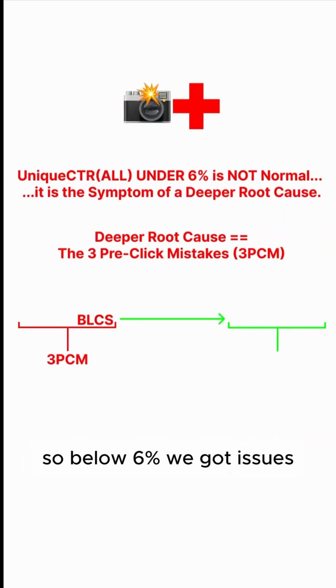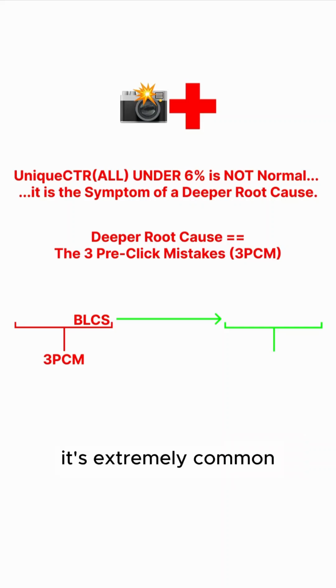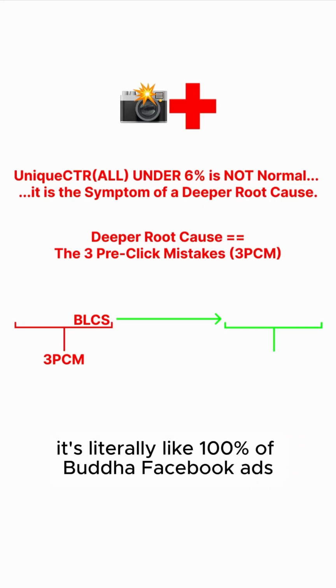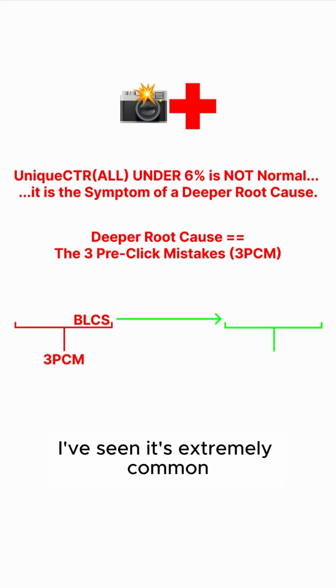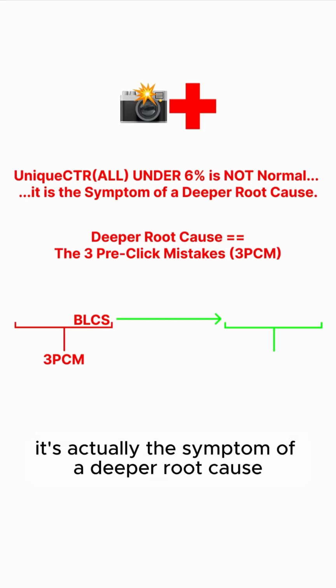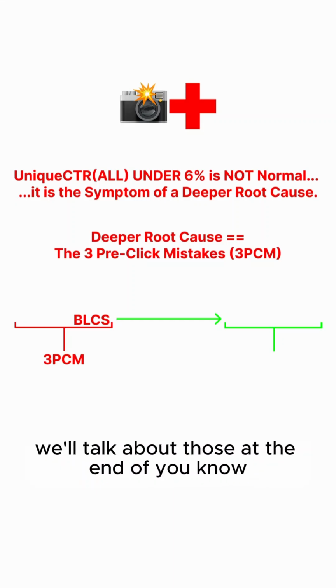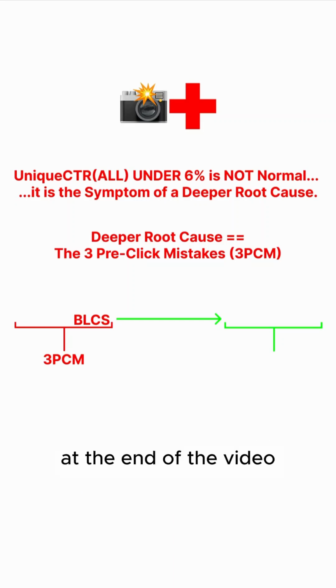So below 6%, we got issues, and that's because unique CTR under 6% is not normal. It's extremely common. It's literally 100% of Boudoir Facebook ads I've seen, it's extremely common, but it's not normal. It's actually the symptom of a deeper root cause. And that deeper root cause is the 3 pre-click mistakes. We'll talk about those at the end of the video.